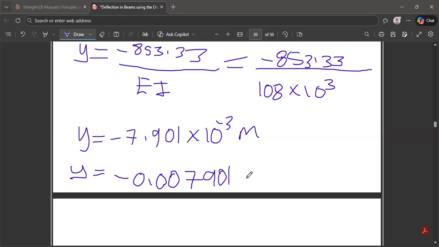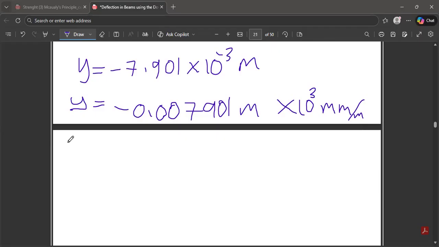0.007901. Okay, meters times 10 exponent 3 millimeters per meter. So at the end of the day, meter is going to cancel meter, and then you realize that millimeter will dominate.